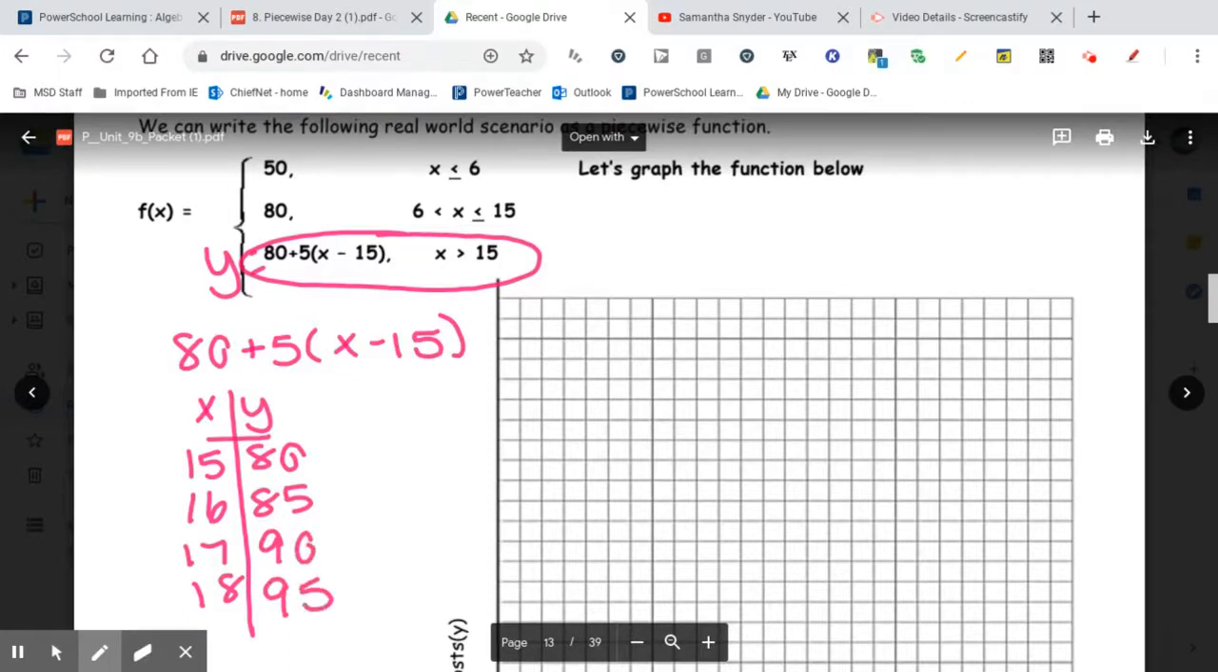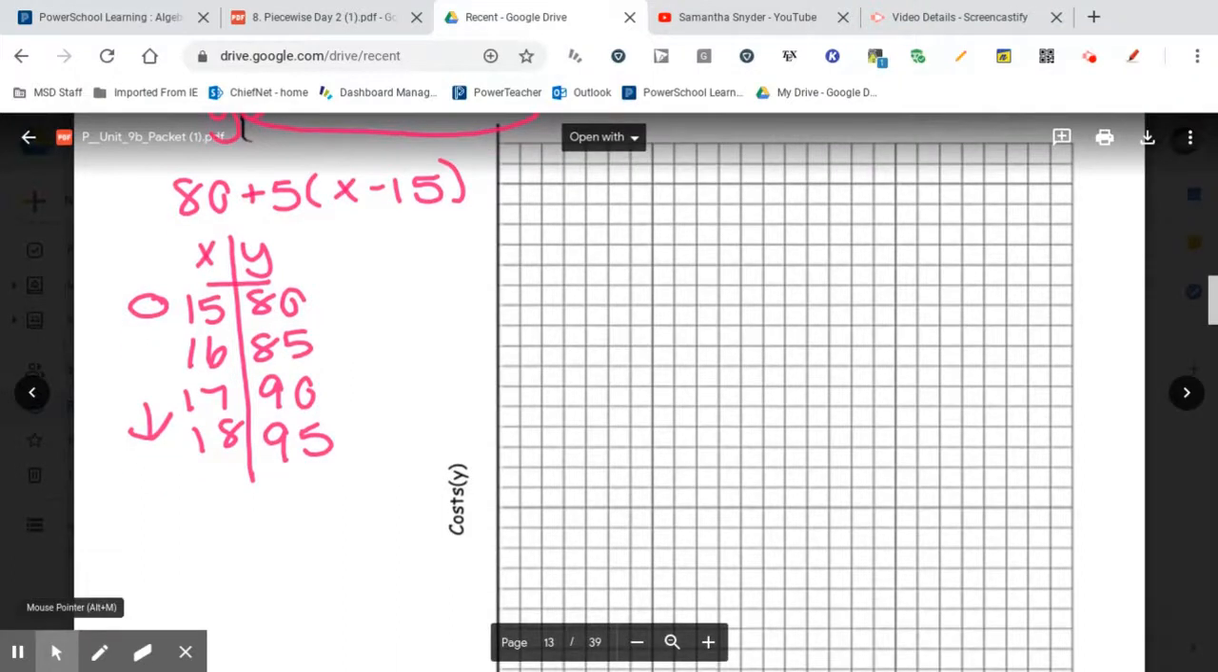Now, for this function, we have an open circle here, and then we're going to have an arrow at the bottom. Okay. Now, if we look at all of the y values that we're going to have, we notice that we have the 95, but that it's going to keep increasing. So we definitely don't want any less than, I would say, 95 as our y's.